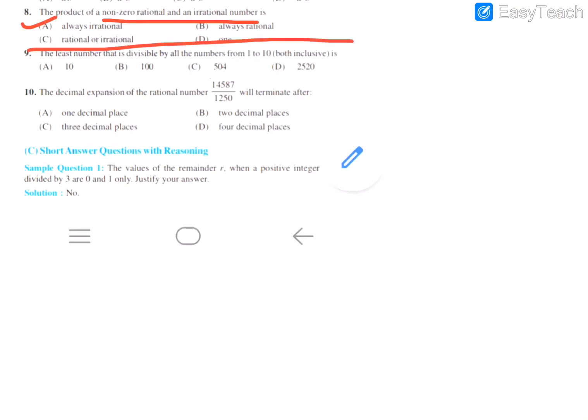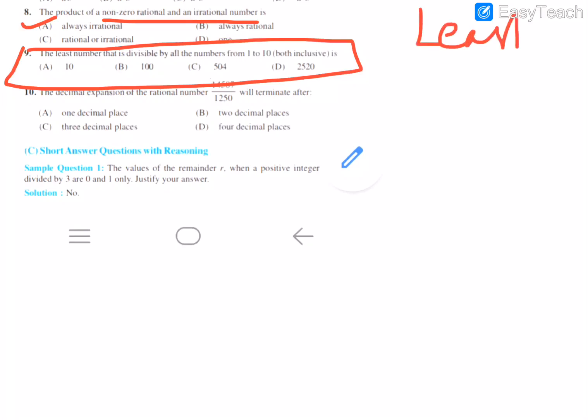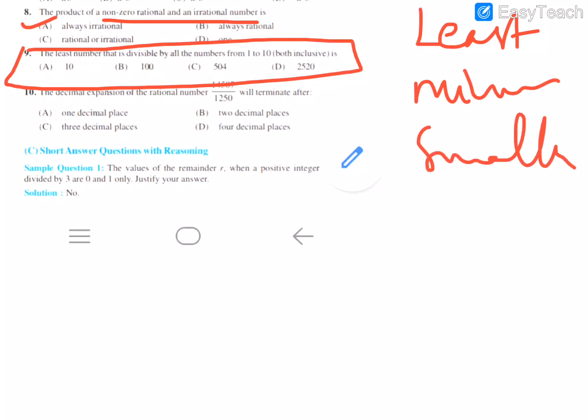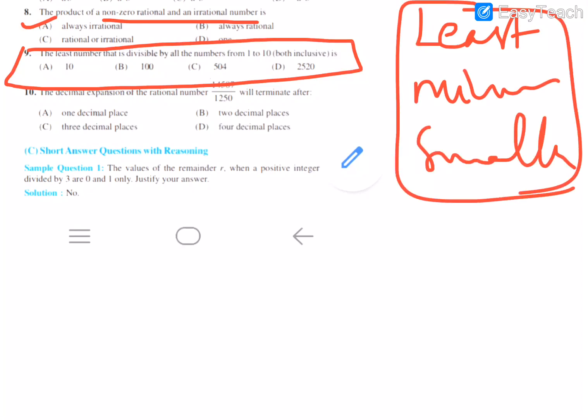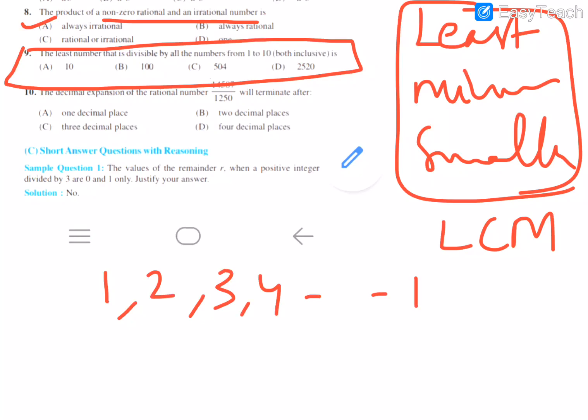The least number that is divisible by all the numbers from 1 to 10. So again our technique you have to understand: least, minimum, smallest. All these words indirectly they are asking us to find out LCM. And what are the numbers given here? 1, 2, 3, 4 up to 10, all numbers. So they are asking us to find out the LCM of all the numbers from 1 to 10. So LCM is always bigger than the given numbers. So हमारा जो आंसर है 10 से बड़ा है.